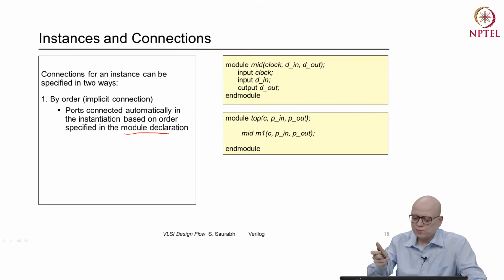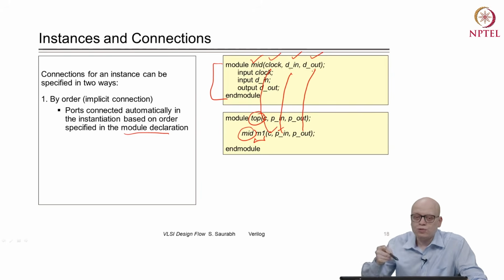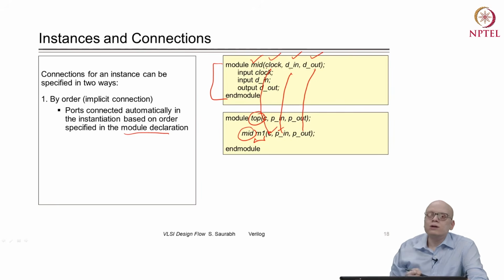What it means is that suppose there is a module mid, it has ports clock, D in, D out. We want to instantiate this mid in the module top. So, what we can do is write mid, the name of the module, an instance name which is arbitrary, say M1, and then we define the nets which are going to connect each of the ports. So, C will be connected to clock, P in will be connected to D in, P out will be connected to D out. So, based on the order, each net in the instantiation will get connected to the corresponding port or pin in the instance.